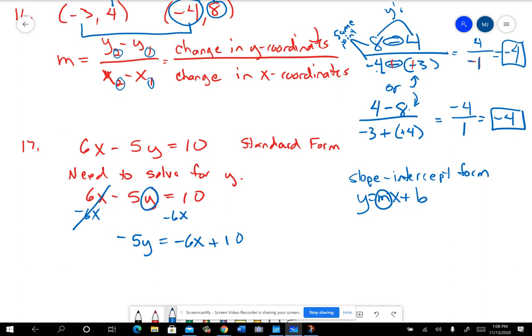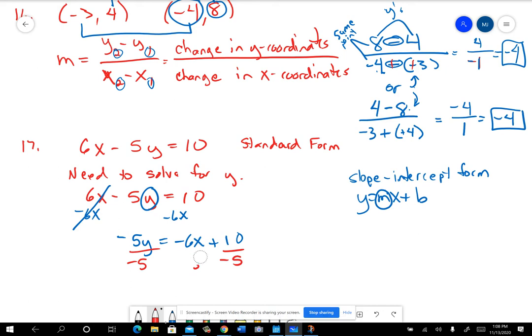You should not be thinking that you can put 10 and negative 6x together. That was chapter 1 material. Those are not like terms, okay? So you would be to here. Then you're going to come in and divide by negative 5. And that negative 5 has to get distributed.